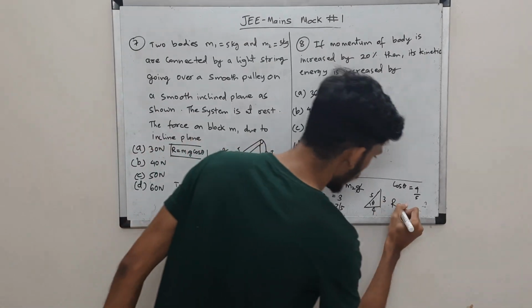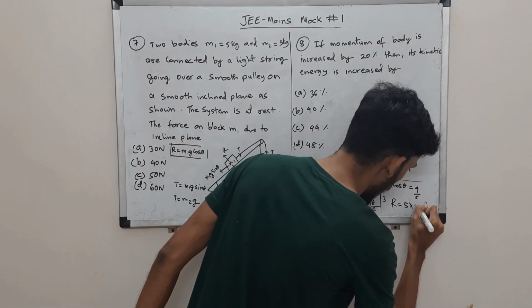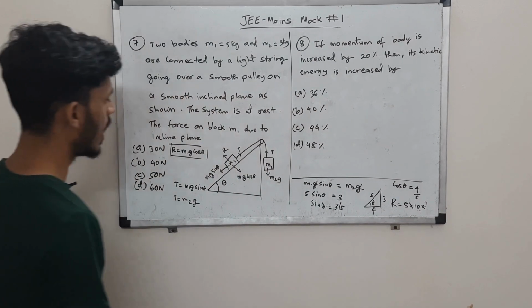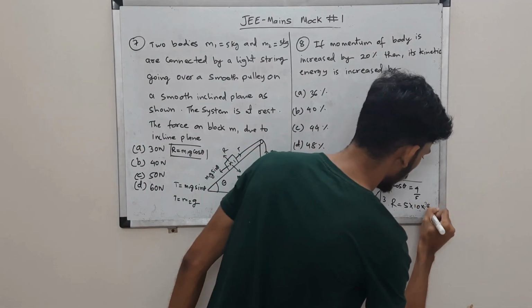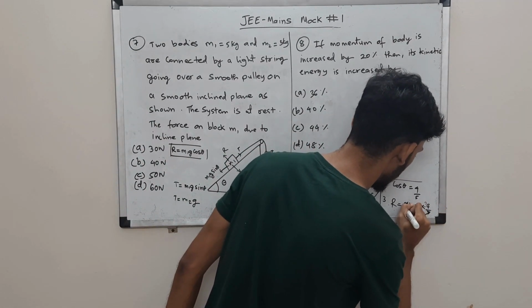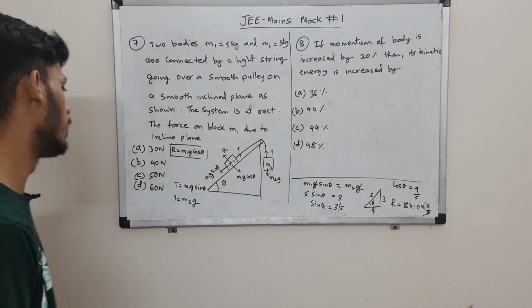m1g is 5, g is 10, and we have cos theta as 4 by 5. Okay, 4 by 5, 5 gets cancelled, 4 tens are 40, right?